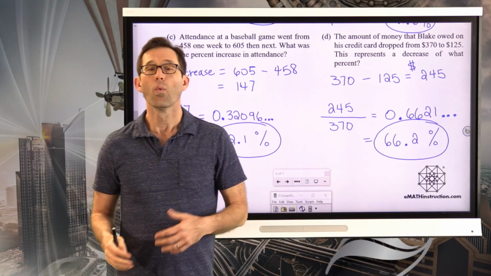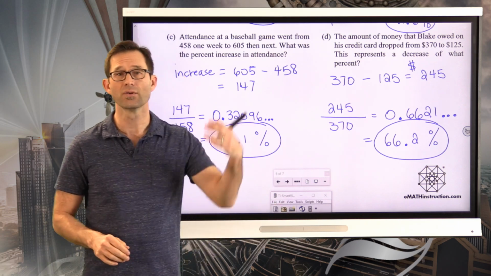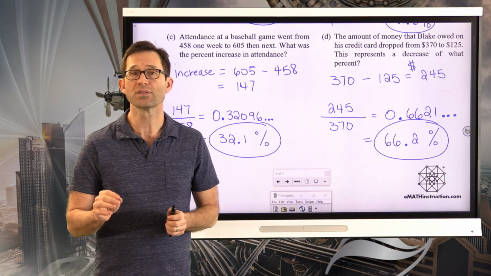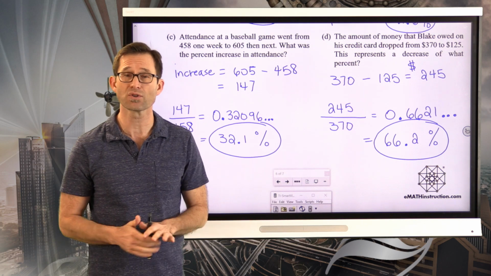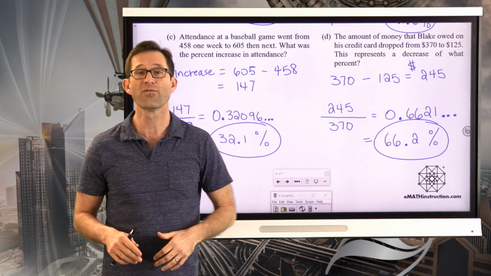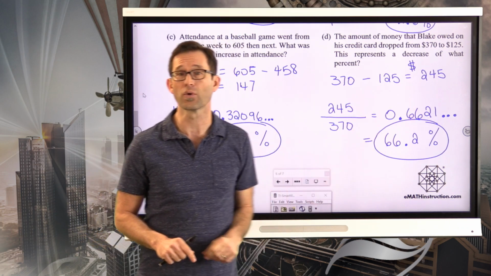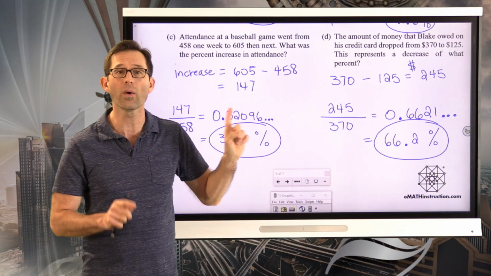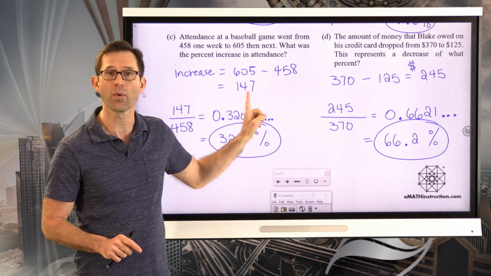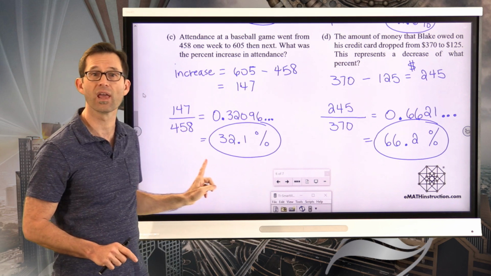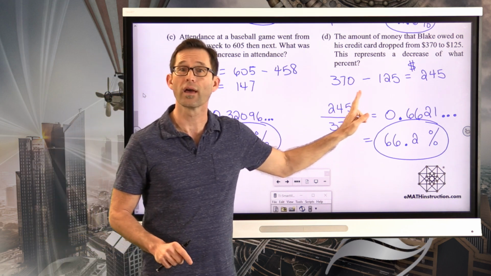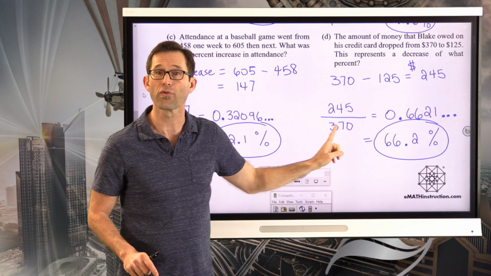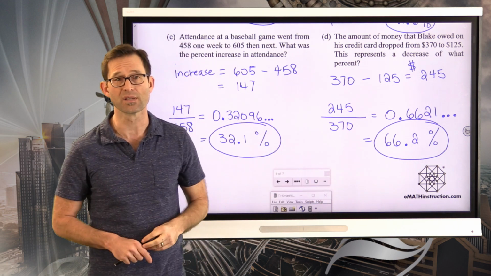All right. What makes these problems very tricky for students is they often know with percent, hey, you're supposed to take some part and divide it by a total. What makes things hard with percent increase and percent decrease is that we're given two numbers, but we're not dividing those two numbers. We subtract them to find the actual increase or the actual decrease. And then the real question is, what does that increase or decrease represent as a percent of what we started with? Here we started with 458, so we increased by 147 out of 458, a 32.1% increase. On the other hand, here, that debt was decreased by $245. That 245 is compared to what we started with, 370, to see that we went down by 66.2%.